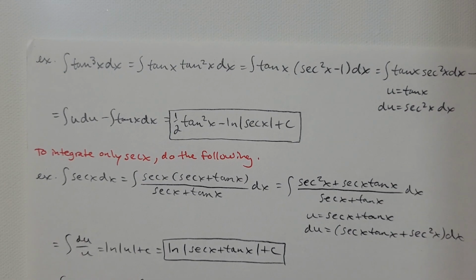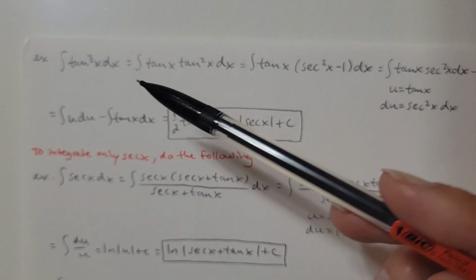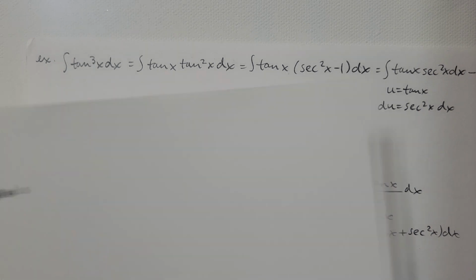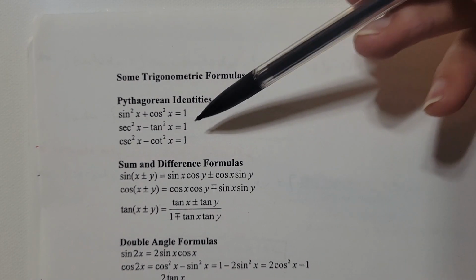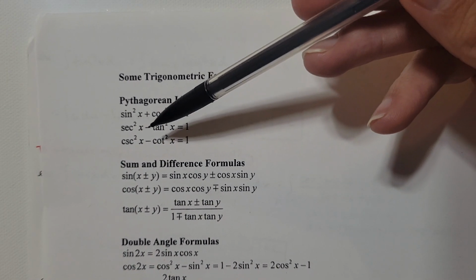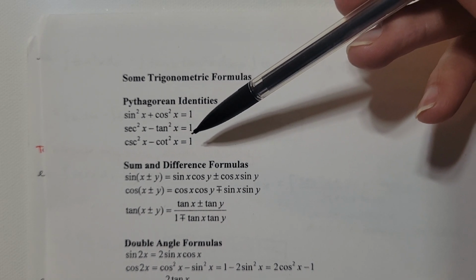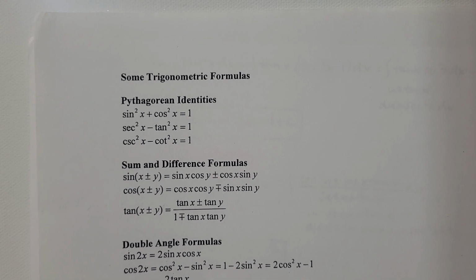I'll show you one more tangent integral here. By the way, if I were to integrate just tangent squared x, that would be a really, really easy problem. Tangent squared x is the same as secant squared x minus 1. I know the antiderivative of secant squared x is tangent x, and I know the antiderivative of 1 is x. So you'd just go right to the answer and you're done.